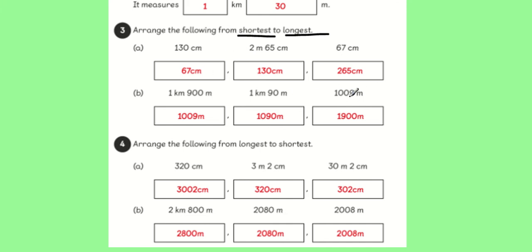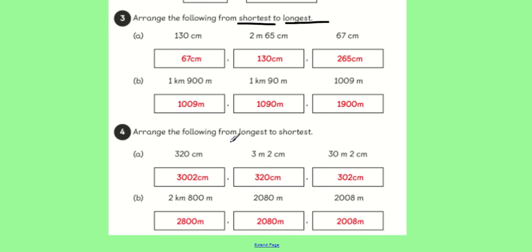In this one, we had to put 1,009 metres into kilometres and metres, and we would have found that that is 1 kilometre and 9 metres. And you could have written them like this in metres, or you could have written these in kilometres and metres as well. And here we are arranging from longest to shortest. Okay, so in this one, our longest one is 3,002 centimetres, which would have been 30 metres 2 centimetres. Bit of a trick question there. We've got 30 metres, that becomes 3,000 centimetres.